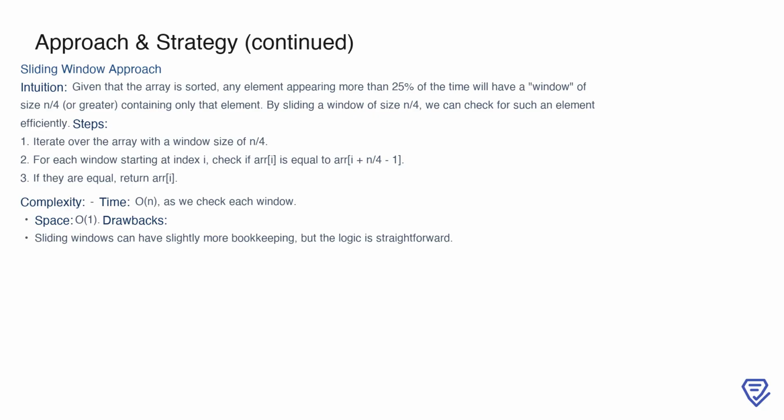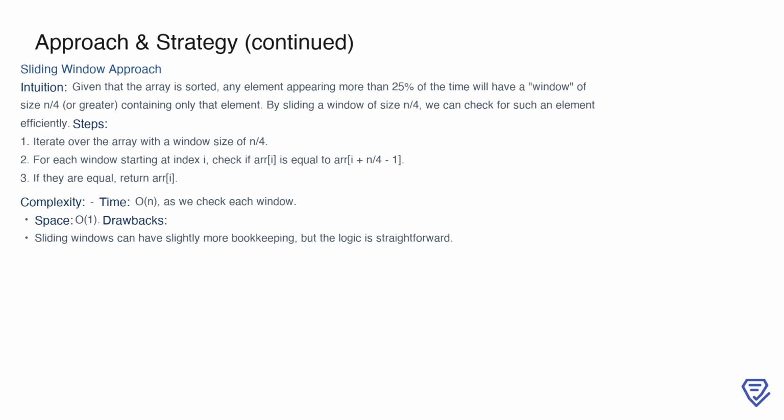By iterating through the array and sliding this window, we can efficiently check if the first and last elements in the window are the same. If they are, then that element is our answer. This approach also runs in linear time, O(n), and uses constant space, O(1).